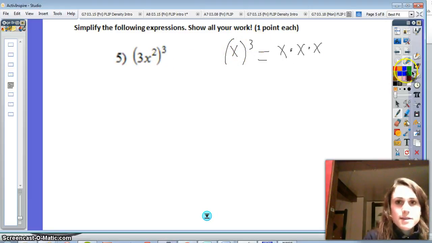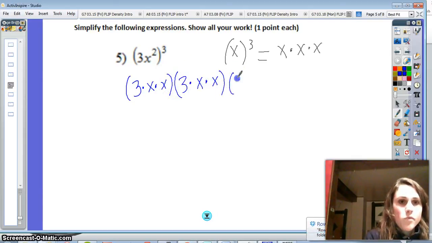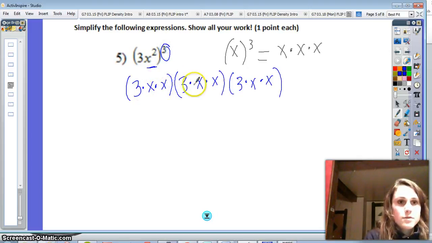Same thing with this, except now we have more stuff inside the parentheses. We have 3 times x multiplied by itself 3 times. Okay? So 3x squared, 3 times. So this stuff inside the parentheses, I just expanded the x squared to be x times x, 3 times. 1, 2, 3. Now we just have terms being multiplied together, and we have to simplify.